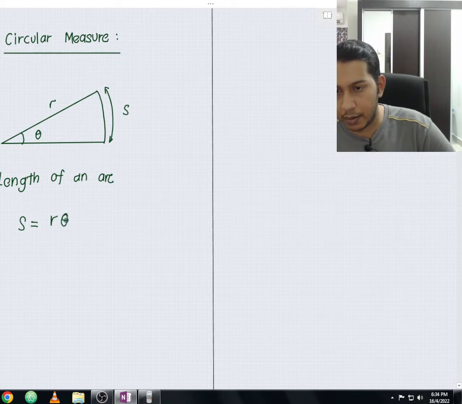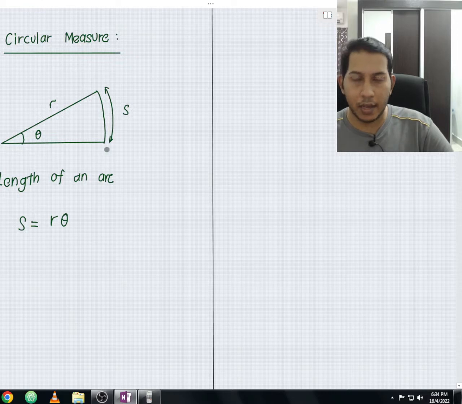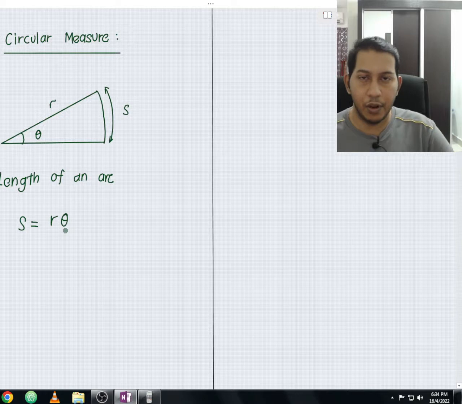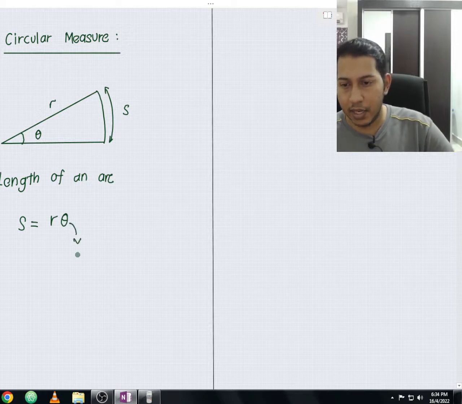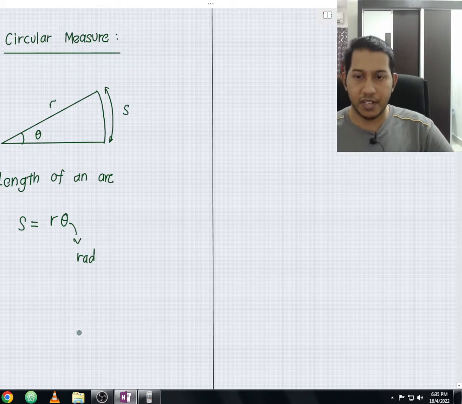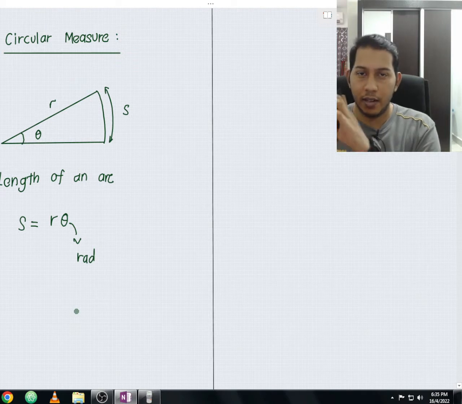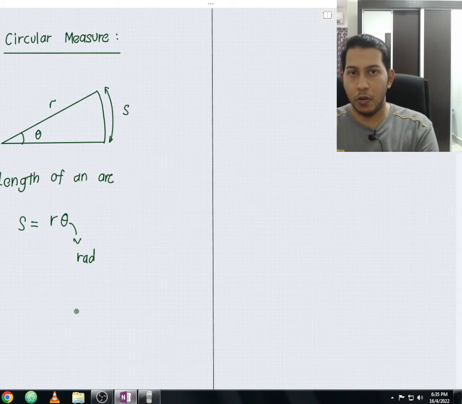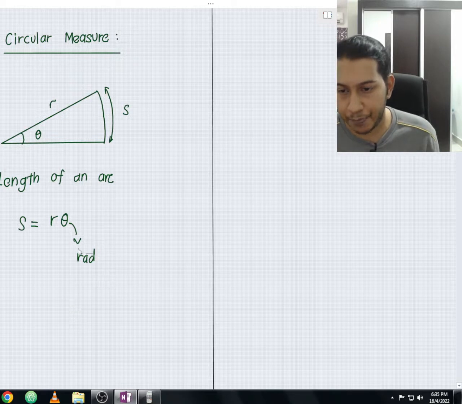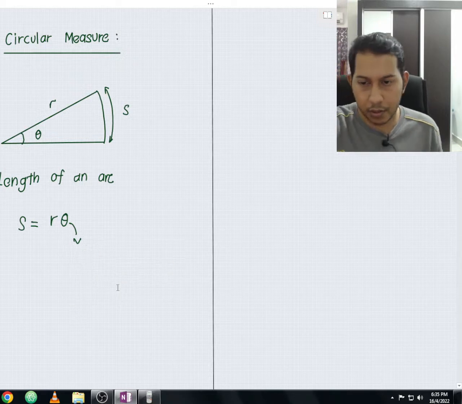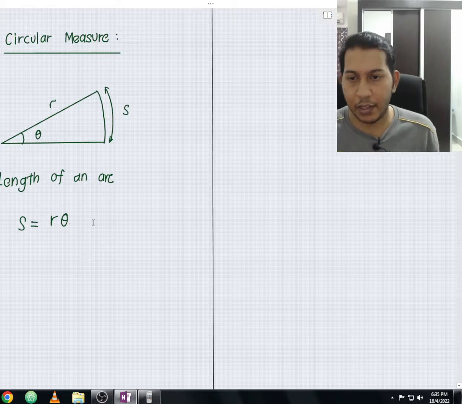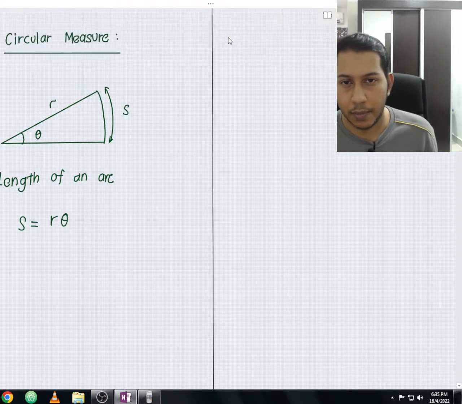S equals r theta. To find S, which is the length of the arc, you need the radius and the angle theta. Most importantly, the angle must be in radian. This is the reason why you need to master the part 1 video, so that it will be useful for this part 2 video. This is the formula to find the length of an arc. Let me just make a box over here.